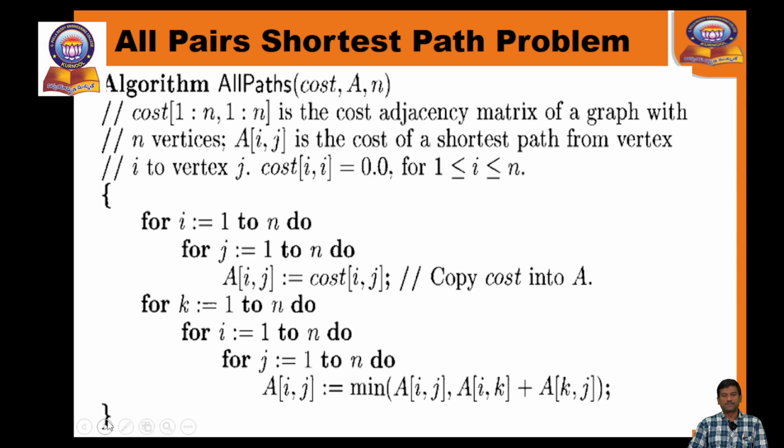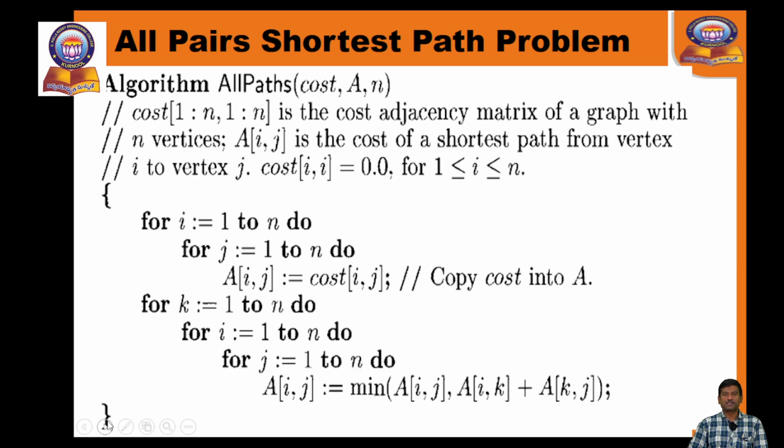So here you can observe there are certain nested loops which are being implemented. The first nested loop, that is for i equal to 1 to n do, for j equal to 1 to n do, A[i][j] equal to cost[i][j]. This represents you're storing the cost adjacency matrix, whatever the initial graph that has been given, into the A matrix, and that is represented as A0.